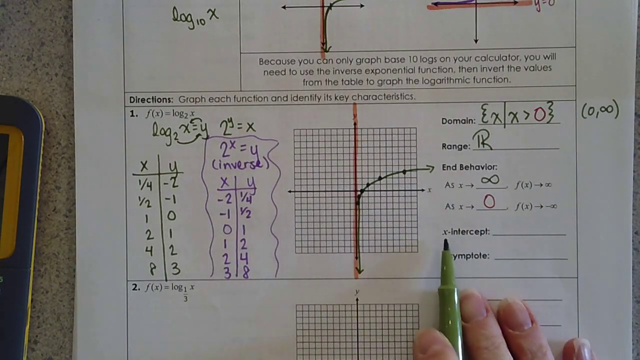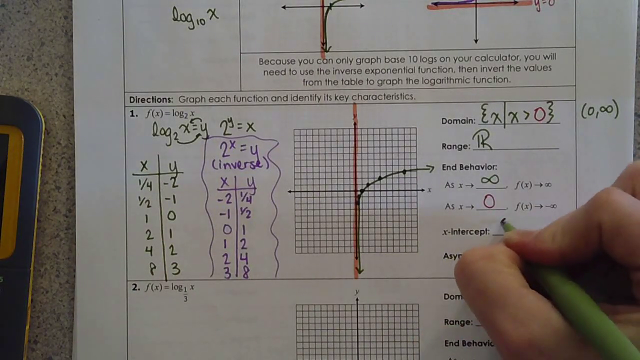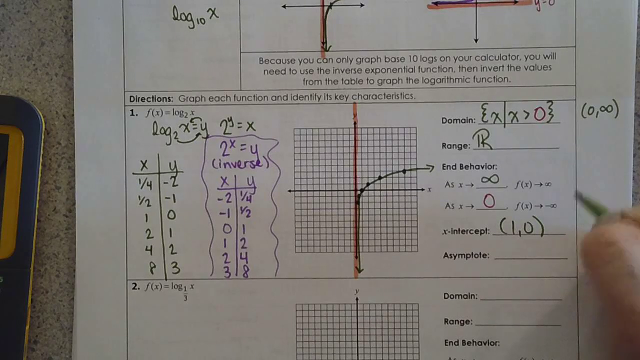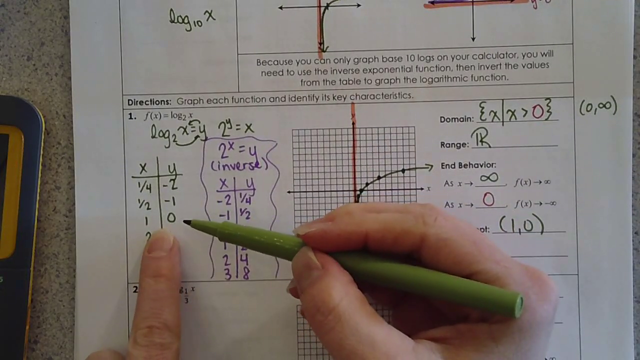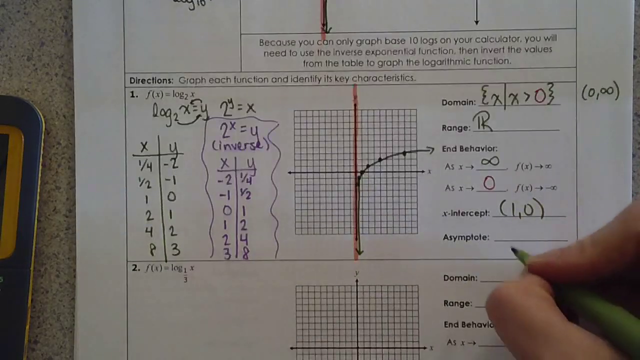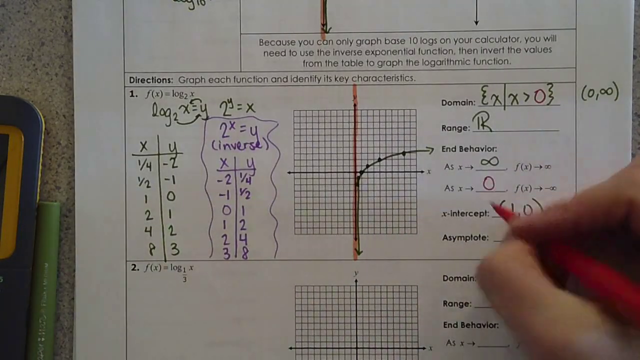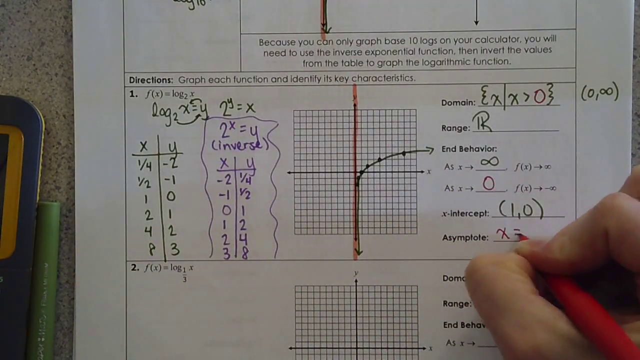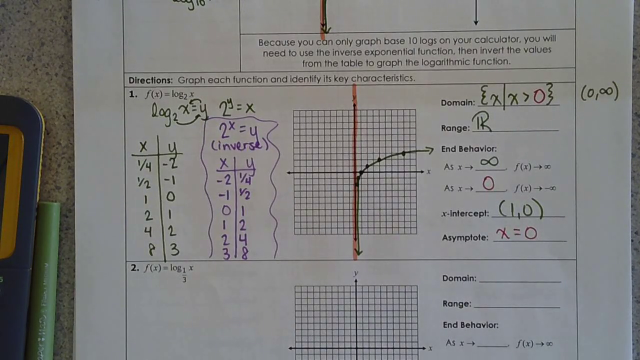I don't have a y-intercept. I have an x-intercept instead, and it's at 1, 0, and it'll usually be a point in the table. And my asymptote is, instead of y equals, a vertical line, so it's x equals 0.